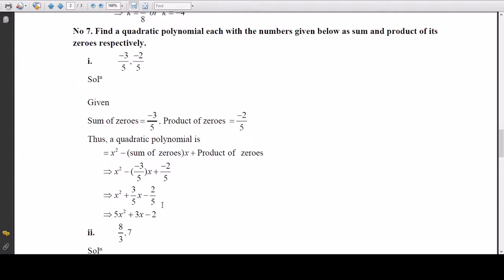Okay. Now what you'll do here, you'll remove this denominator by multiplying throughout the equation by 5. 5 multiply x square, 5x square. 3 by 5 x multiply 5, you'll get only 3x. 2 by 5 multiply 5, you'll get only 2. That is 5x square plus 3x minus 2 is the polynomial with sum equal to minus 3 by 5 and product minus 2 by 5. Clear?